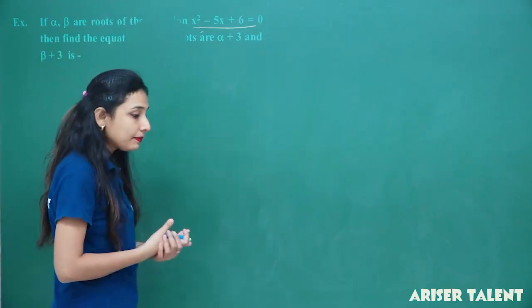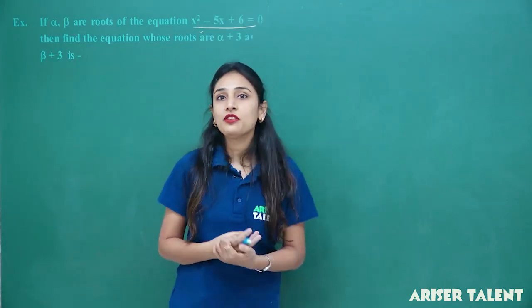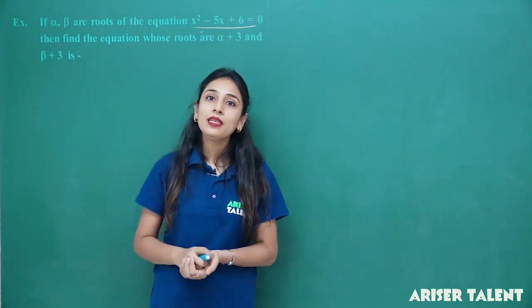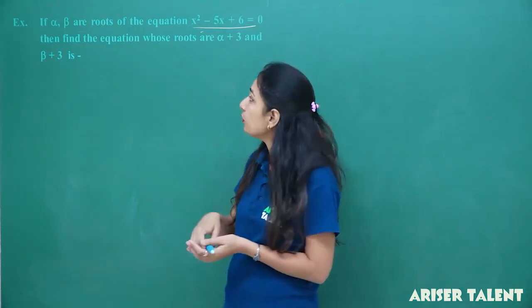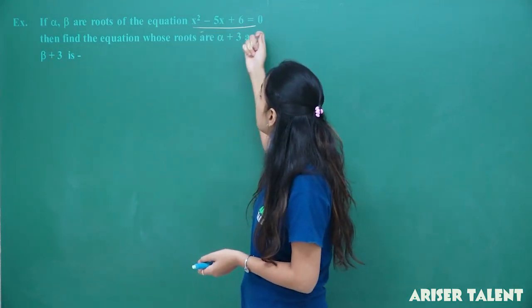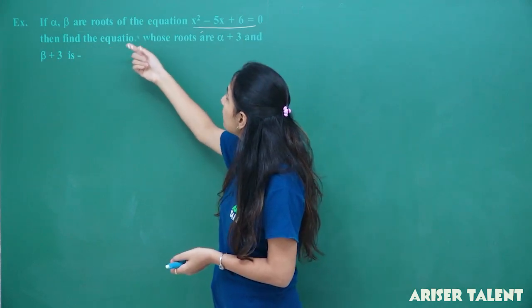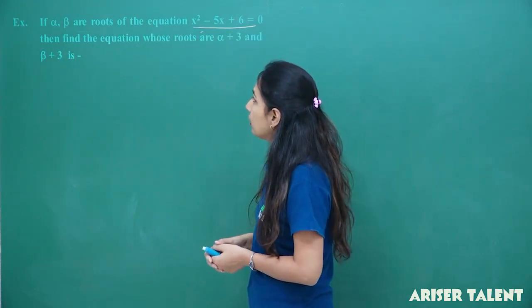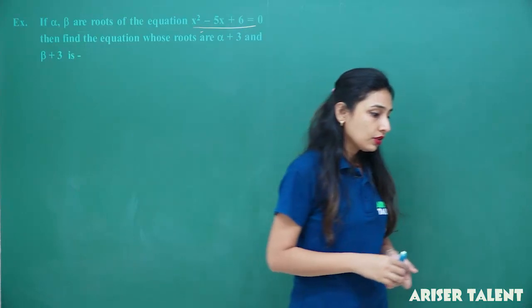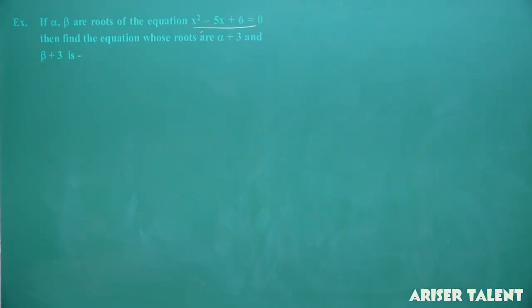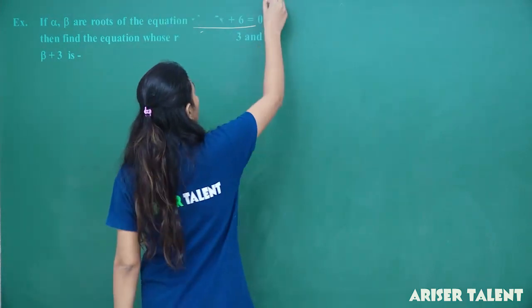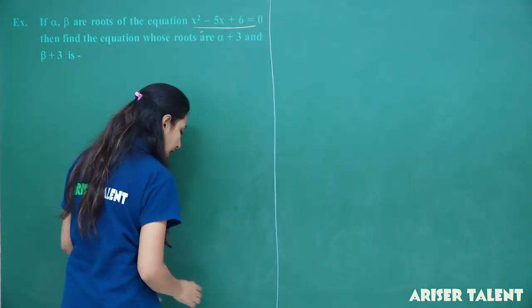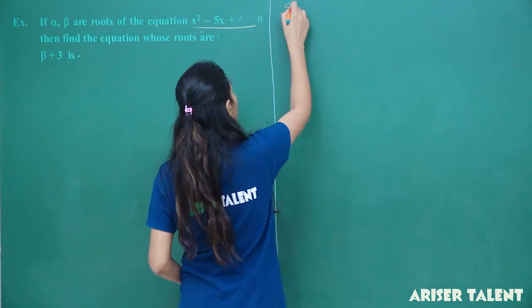So students, if alpha and beta are the roots of this equation, what does that mean? It simply means that if you put the value alpha here, that will be 0, and if you put the value beta here, that will be 0. So we have to find the equation. What we need to do is first write this equation, the solution part.